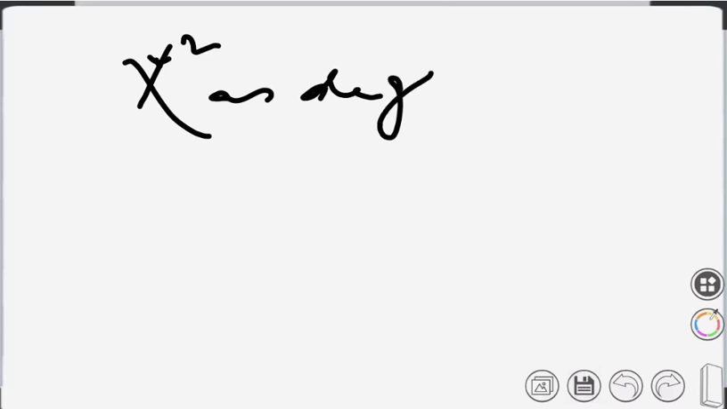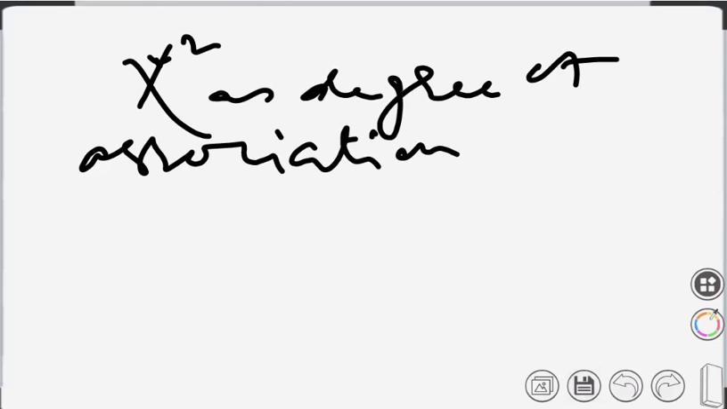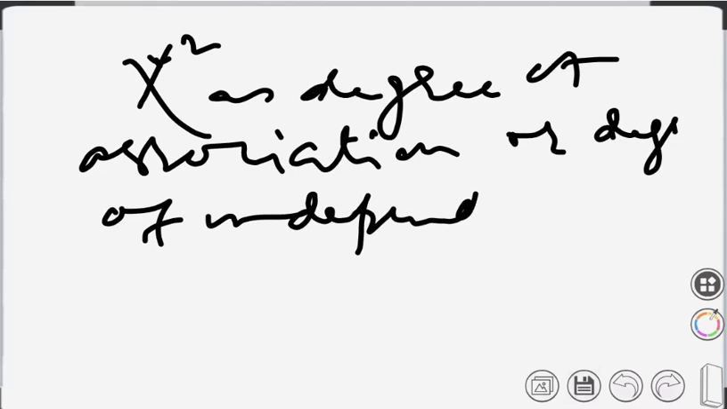So after we have discussed chi square as goodness of fit, now we'll discuss chi square as degree of association, or degree of independence. Same meaning. Let's see how we can explain the chi square as degree of association or degree of independence. Here also let's take an example and explain with the help of the example, and then we will calculate this chi-square.